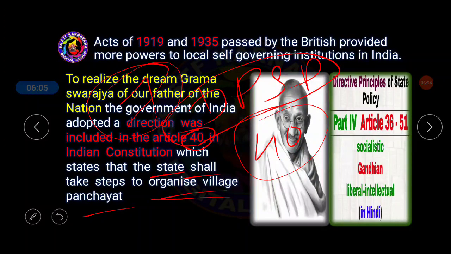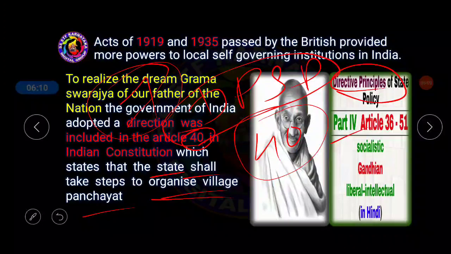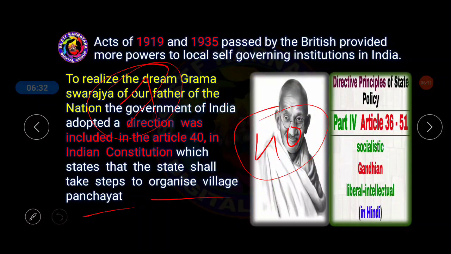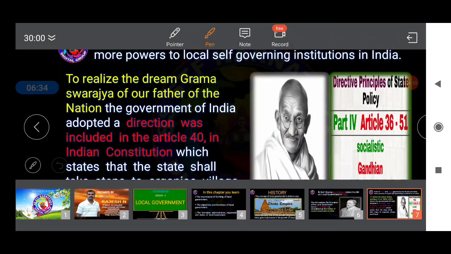Finally, here it is given: Directive Principles of State Policy, Part 4, Articles 35 to 51, and socialistic, Gandhian, liberal, intellectual. So these Directive Principles of State Policy can be categorized into 3 sections: socialistic, Gandhian, and liberal, intellectual. In these, more power was given, or it is directed that our local self-government has to be developed.